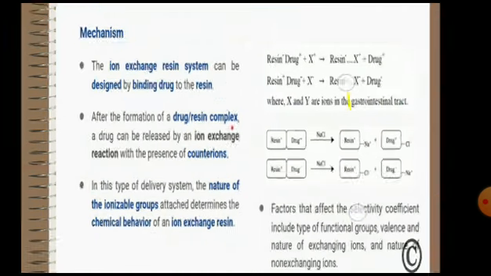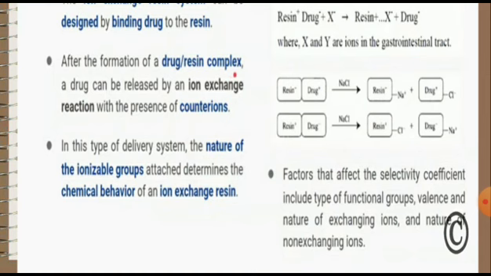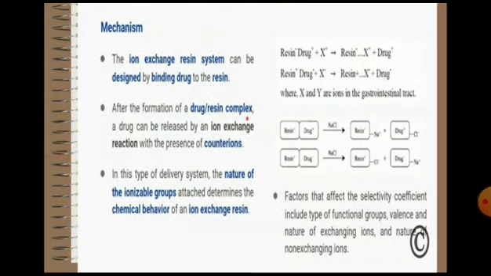The factors that affect the selectivity coefficient include the type of functional group, valency and nature of exchanging ions, and nature of non-exchanging ions. Here, in the first reaction, the exchanging ions are drug and sodium, and the non-exchanging ion is chlorine. In the second reaction, the exchangeable ions are drug and chlorine, and the non-exchangeable is sodium. So that's it. I hope this is enough for today.